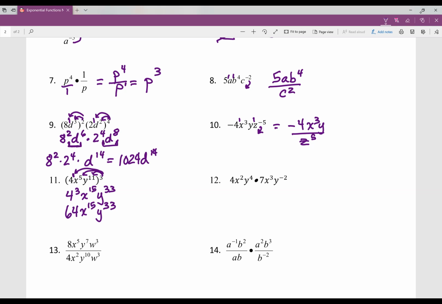Okay, so what do we do here? So over here we multiply numbers times numbers, x's times x's, and y's times y's. So what's 4 times 7? Well, that's 28. And what is x squared times x cubed? Well, 2 plus 3 is 5. And what is y to the 4th times y to the negative 2? Well, 4 plus negative 2 is 2. And that would be your final answer. Okay?